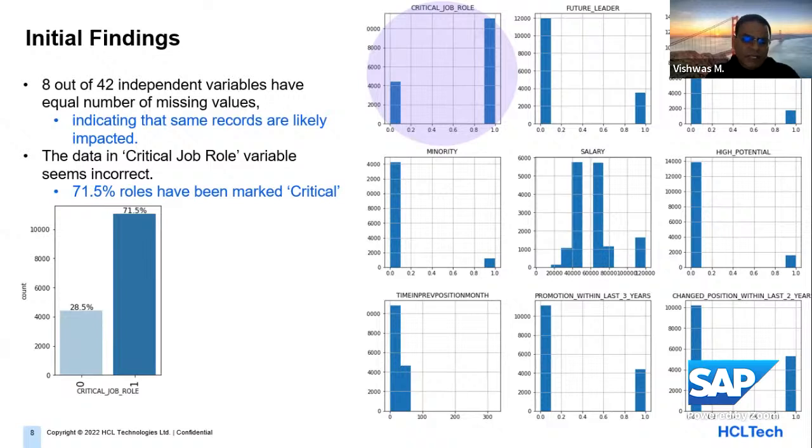One interesting and kind of disturbing thing was that we found a potential anomaly in the data. We saw that 71.5% of roles had been marked critical, while 28% were marked as non-critical. This seemed like an anomaly to us, and we have pointed this out to SAP, and hopefully with the correction of data, we can arrive at better models. But this was one of the obvious outliers that we saw in the data itself.